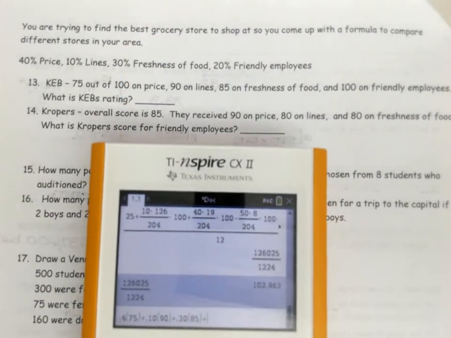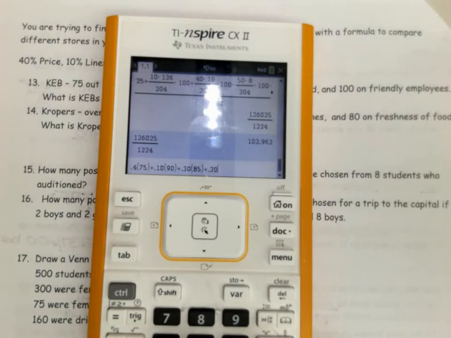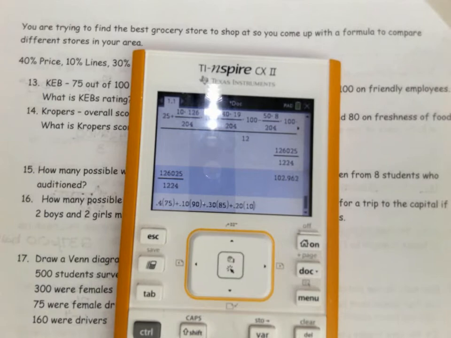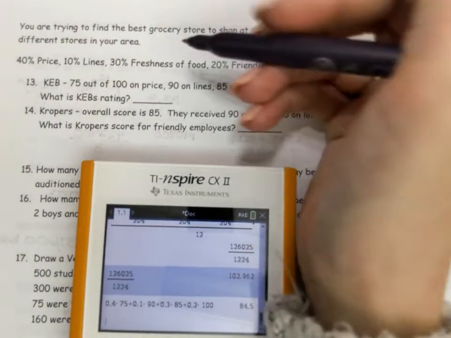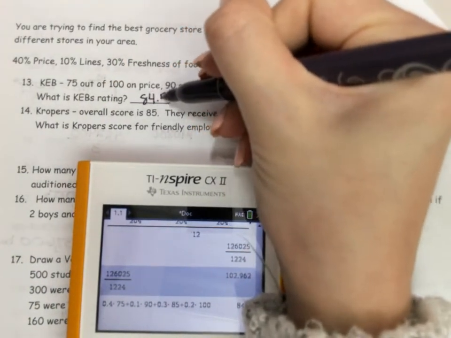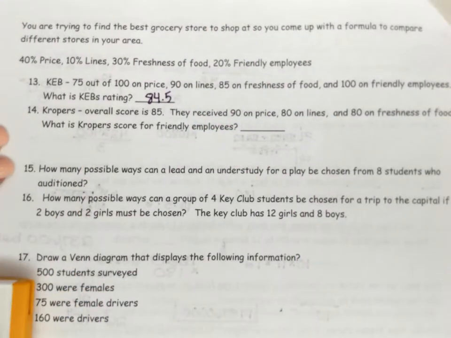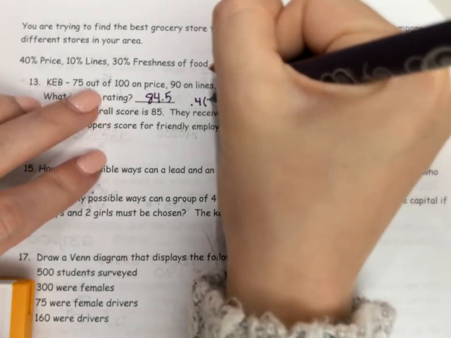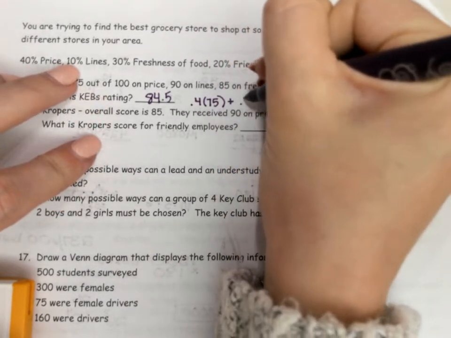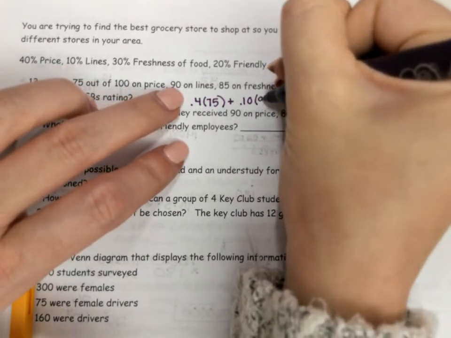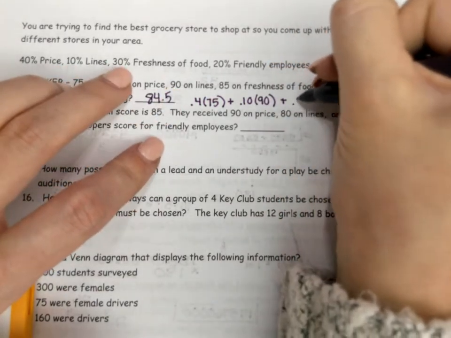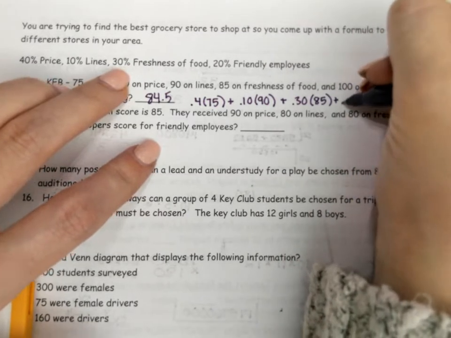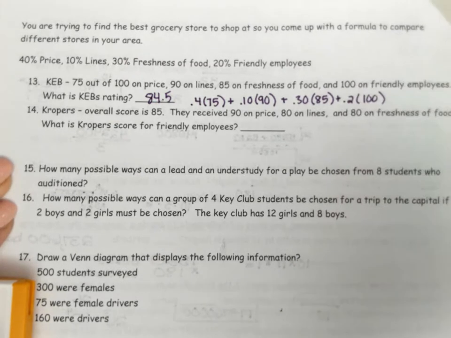Plus, then it's 20% for friendly employees, so 0.2, and they got a 100 on friendly employees. So KEB's rating is an 84.5. What we did was we took the percentage, so this was 0.4 times whatever their grade was. They got a 75. Plus, then it was 10% for that 90. Then it was 30%, so 0.30 for that 85. And then plus 20 for that 100.